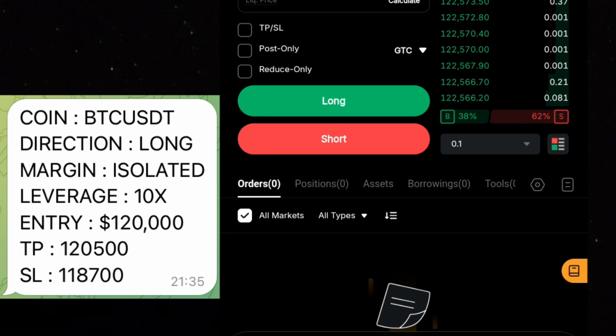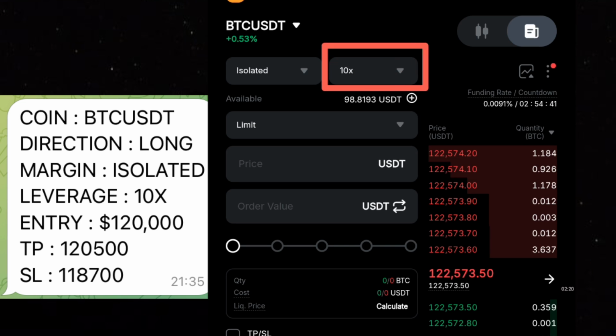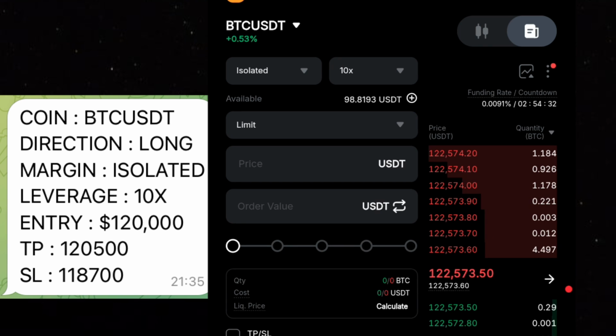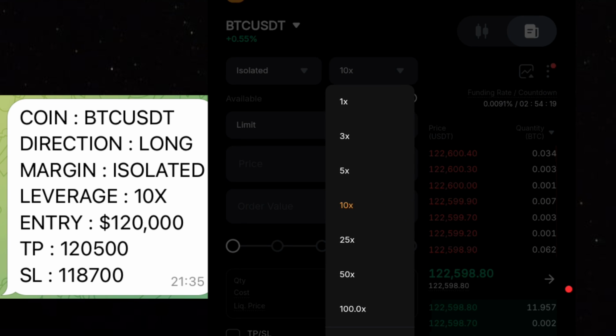The next step is the leverage, and we see that the leverage is 10 times. Okay, so this is the leverage, 10 times. So you're going to select 10 times. I already explained what leverage simply means. Leverage simply means you are borrowing money from the exchange. Okay, the more leverage you take, the more profit you can make and the more you can lose if things go wrong. So you can have 5 times leverage, 10 times leverage. You can just choose any leverage you want from here.